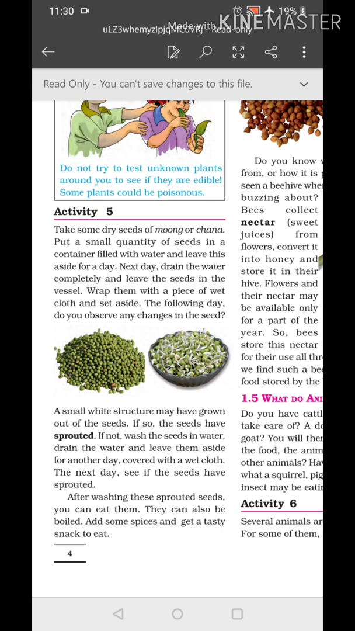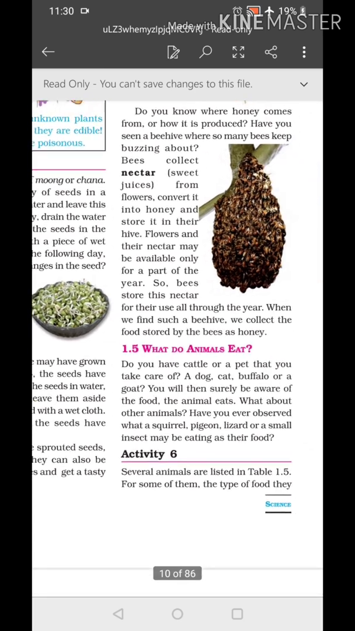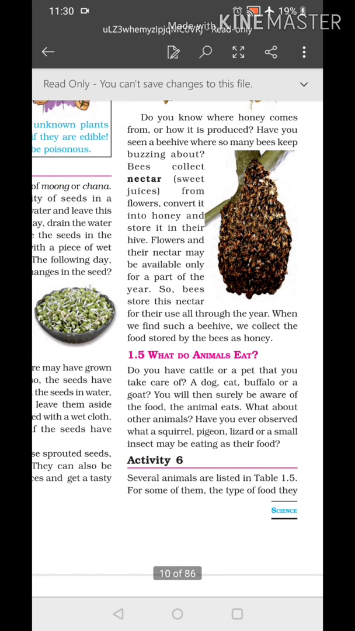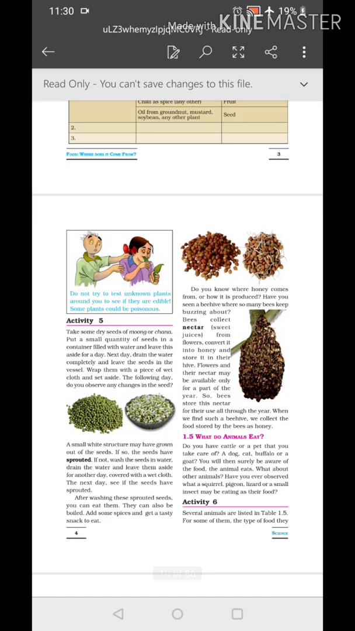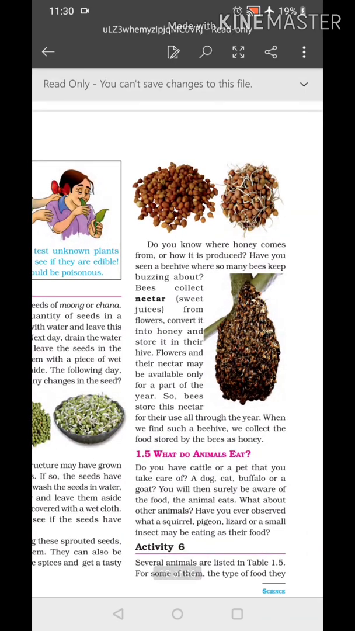Now, next source of food are the animals. Animals provide us many food items such as milk, meat, egg, and honey. Do you know where honey comes from or how is it produced?